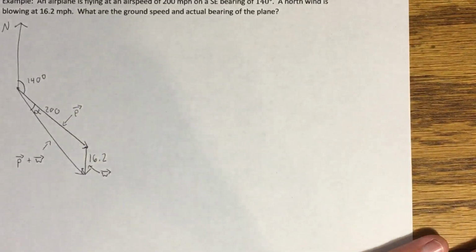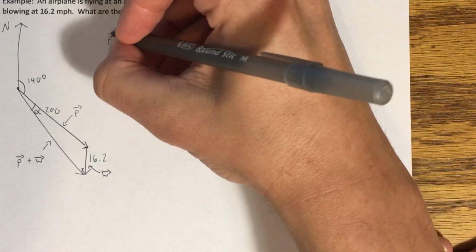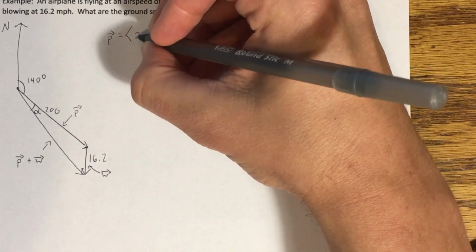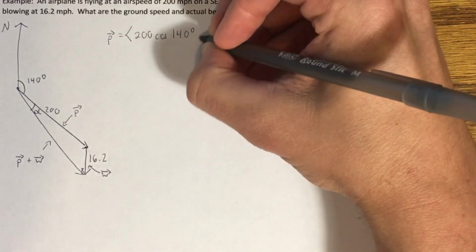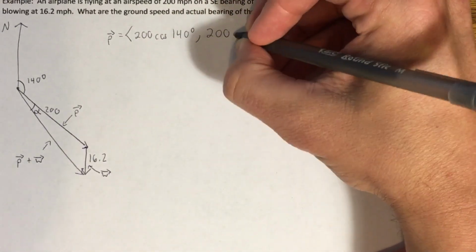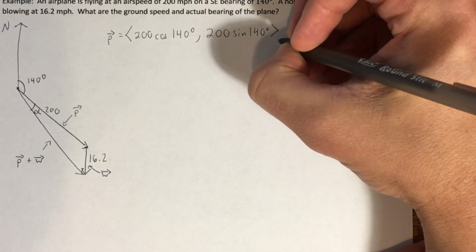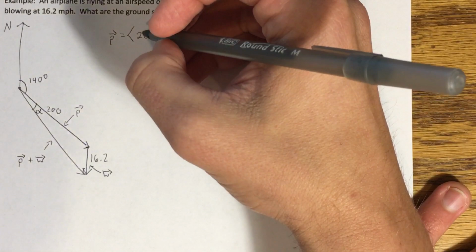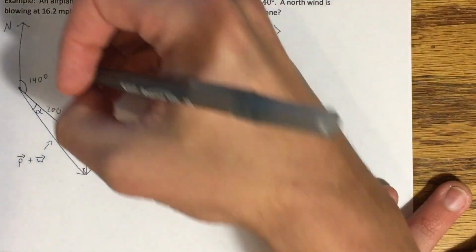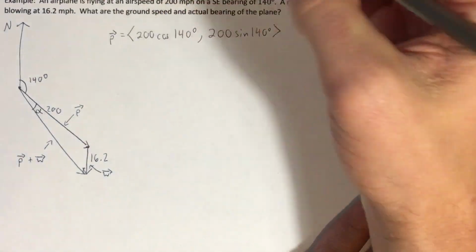Now, how do I get component form? Well, remember we had formulas for that. P in component form is equal to the magnitude of the vector, which is 200, times the cosine of the angle, 140 degrees, and the vertical component would be 200 times the sine of the angle, 140 degrees. Actually, scratch that. I just realized I made a critical error there. Or did I? Well, let me see. Yeah, I made a mistake there.